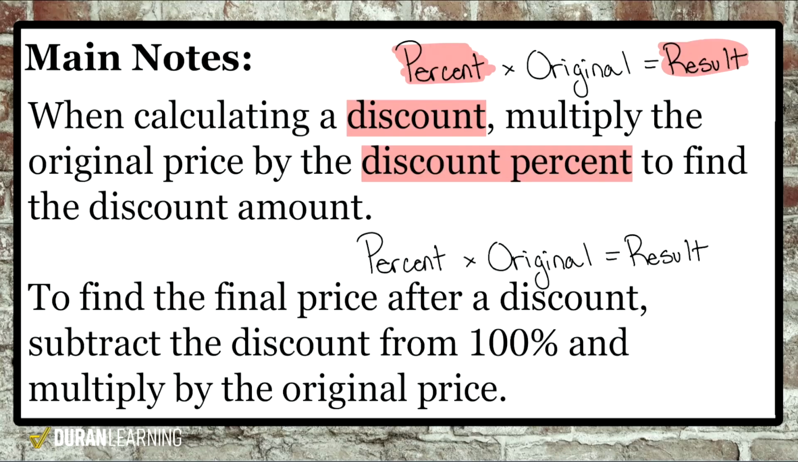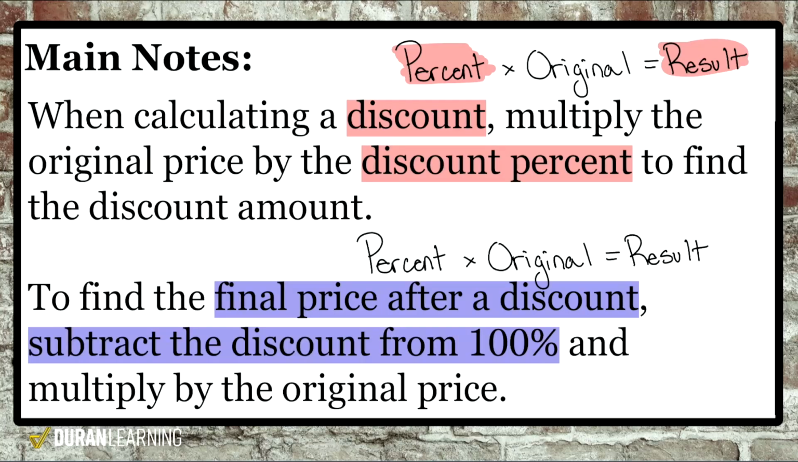If we take a look at this second blurb here, if you're trying to find the final price after a discount, guess what? You need to multiply the percent that you have after the discount. Here's what I mean by that. Let me highlight this. To find the final price after a discount, you need to subtract the discount from 100 and multiply by that percent. Let me break it down and make it real easy for you before we get into the examples.